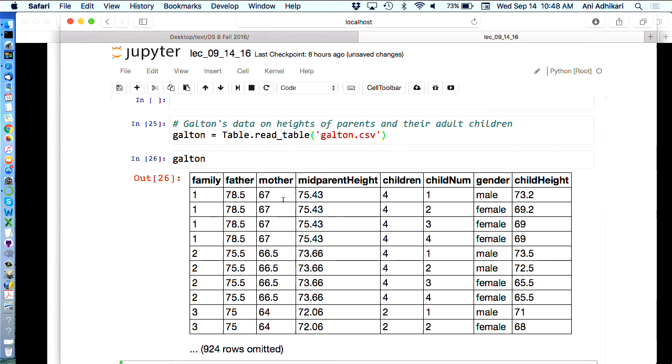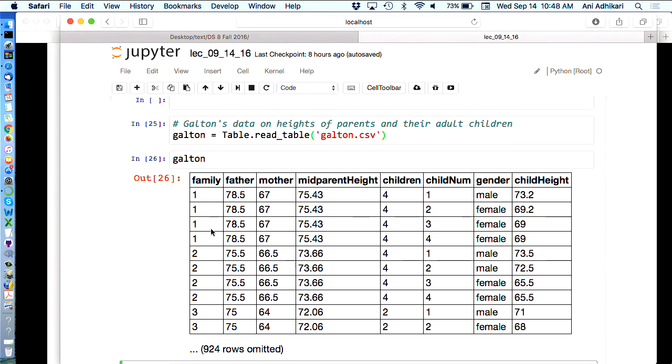Hold on with this for a second. The mother's height, the father's height. And this is just a code for which family it was, right? Now, this family had four children, so it appears in four lines of the table. That's why there are four ones, right?